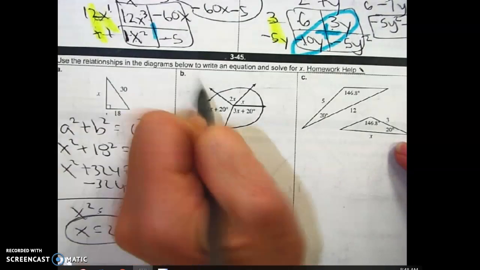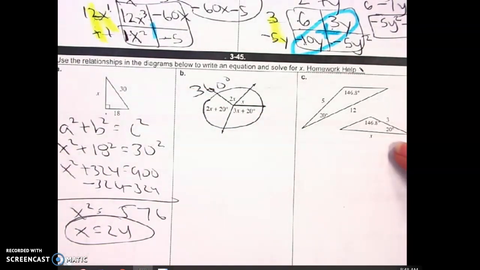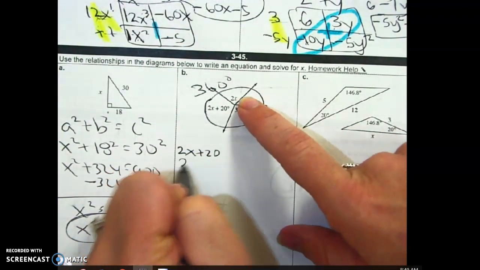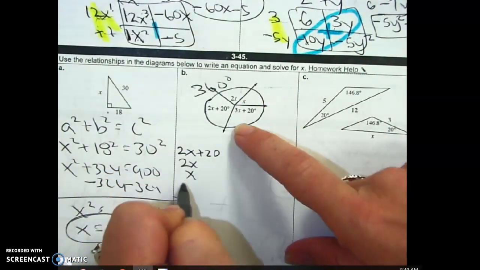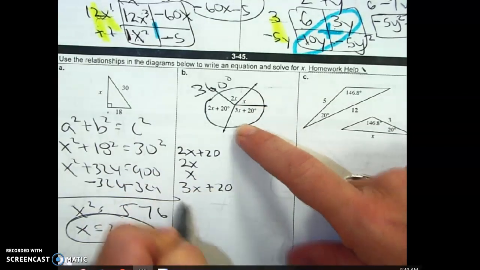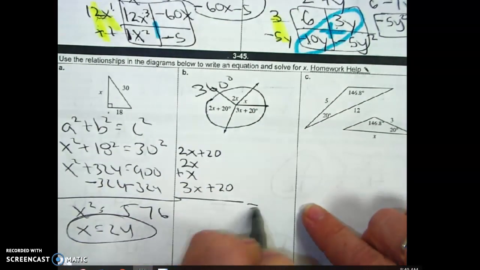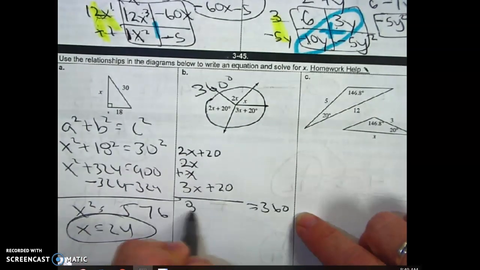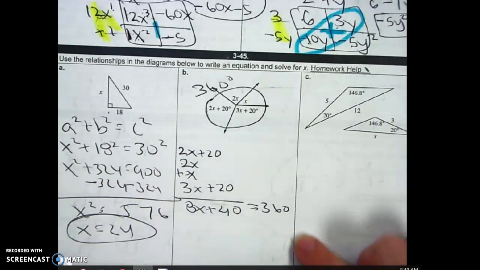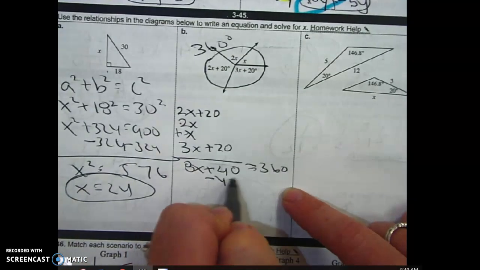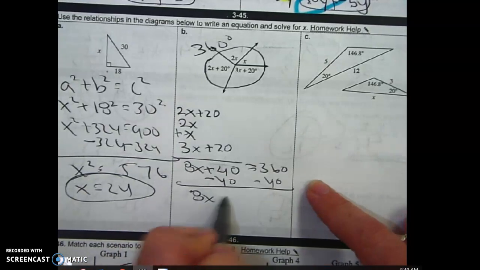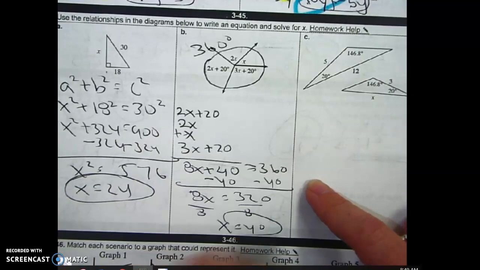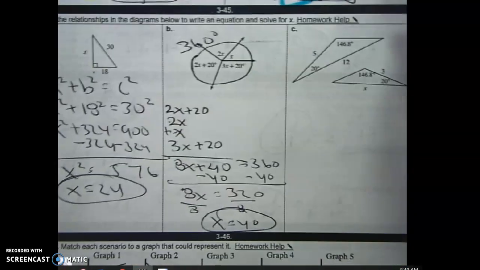All right, what's true about all of this? All of this adds to 360 degrees because it makes a circle, and a circle is 360 degrees. So 2x plus 20 plus 2x plus x plus 3x plus 20, all of that should equal 360 degrees. So 2x, 4x, 5x, 8x plus 40 equals 360. Subtract 40. 8x equals 320. Divide by 8. X equals 40. That's got to be no problem, okay?